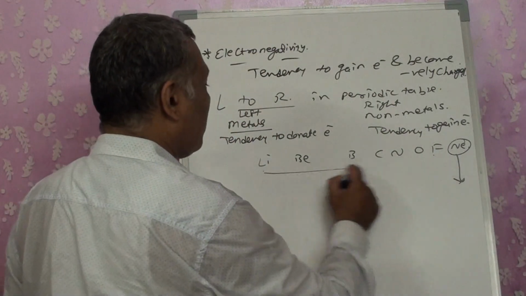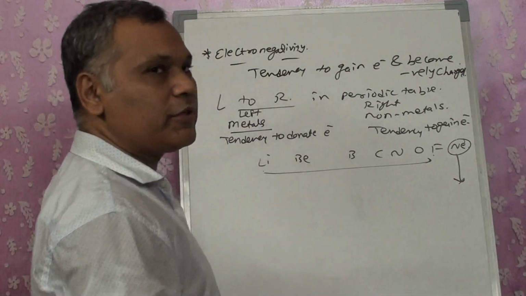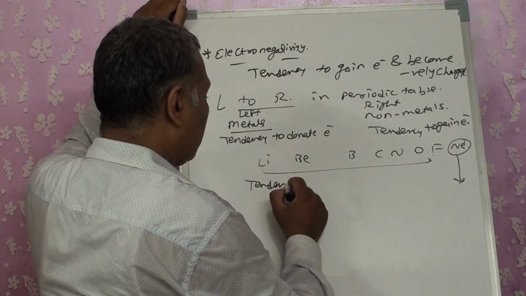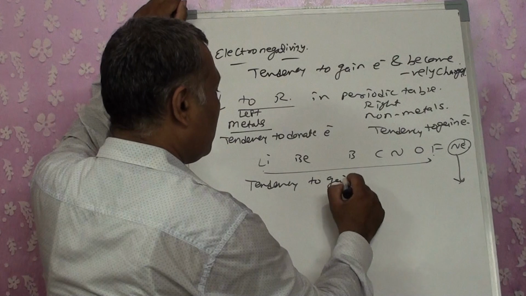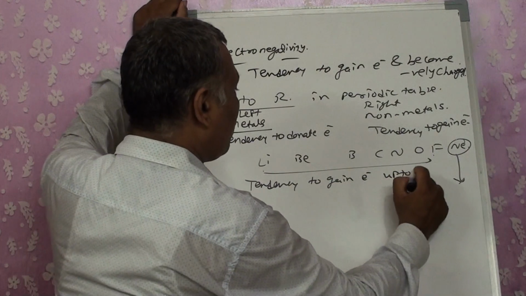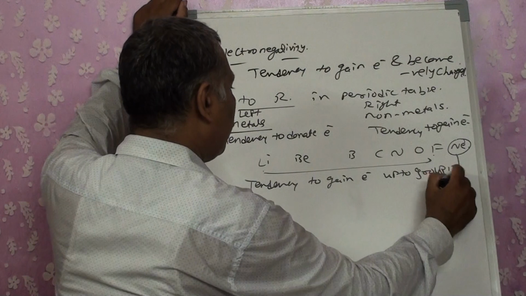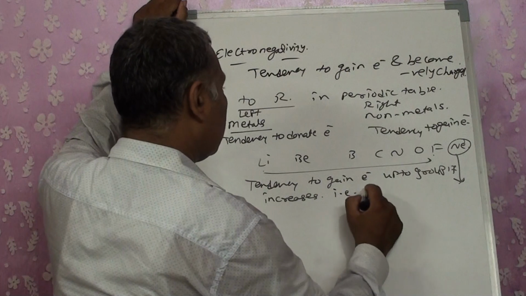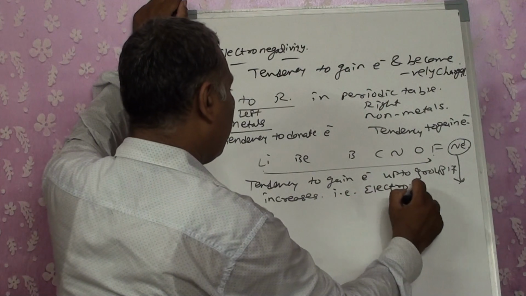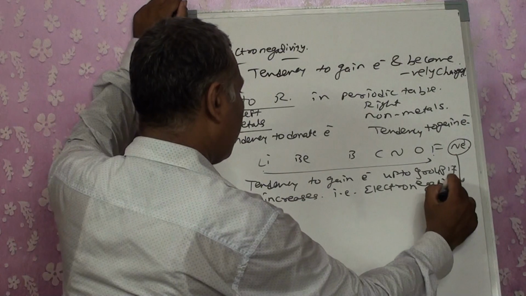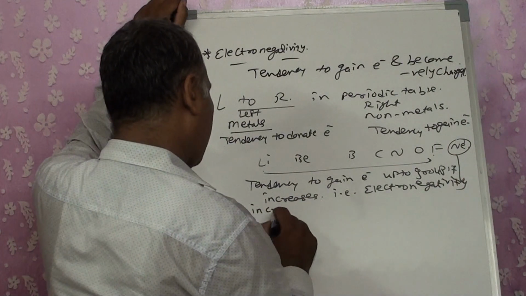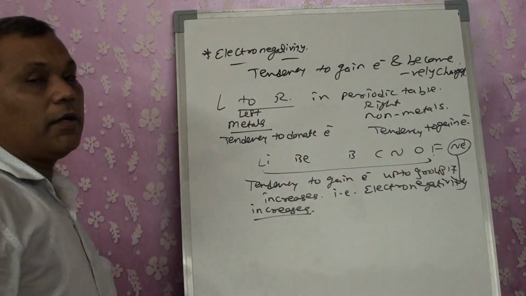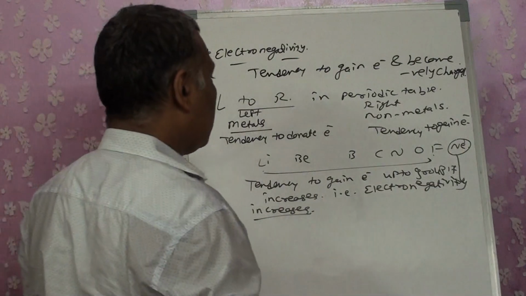So when I move from left to right up to group number 17, we can say that the tendency to gain electrons increases. That is, electronegativity increases. So left to right, electronegativity increases, right?